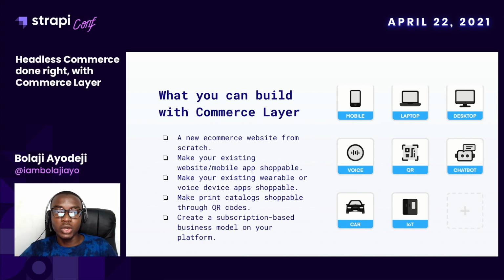You can make your existing wearable device or voice devices shoppable. You can make print catalogs shoppable. I mean, anything that involves exchanging money for goods and services over the internet can be made possible with Commerce Layer. We have tons of commerce APIs that would help you bring your ideas to life and serve these ideas on several channels like your mobile devices, laptops, desktop computers, voice devices, QR codes, chatbots, even IoT devices, and much more.